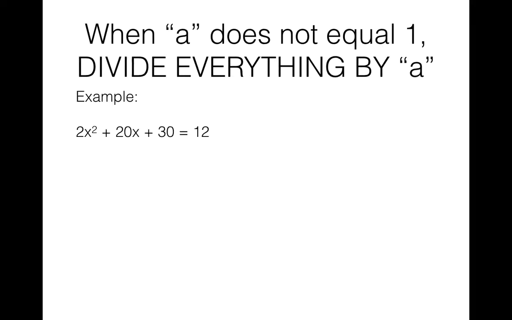Okay, so we're just going to look at two examples. The first example is going to be pretty simple, and the second example is going to be rather complicated, and you'll see why in a minute. So our first example is 2x squared plus 20x plus 30 equals 12.